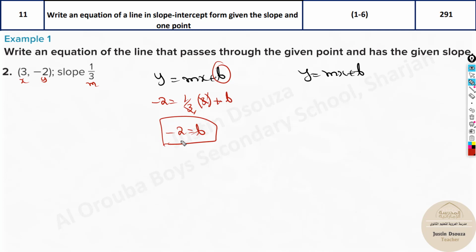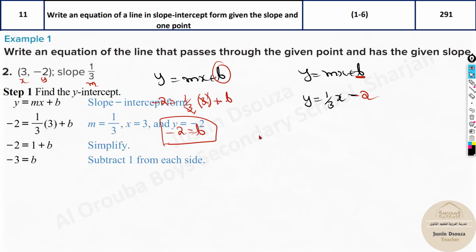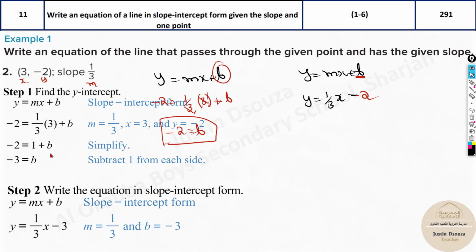Now here we found the b value, so substitute it over here. That is minus 2. And what about the other things? Y equals m is what? 1/3 x minus b, minus 2. That is the answer. Very, very easy. There is no calculator method for this. Only this can be solved in calculator if you want. But you need to write it in equation. So you can see it's minus. Oh, now, my bad. What did I do? I have done a major mistake.